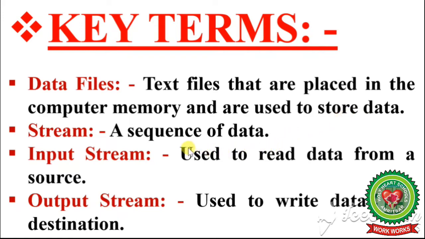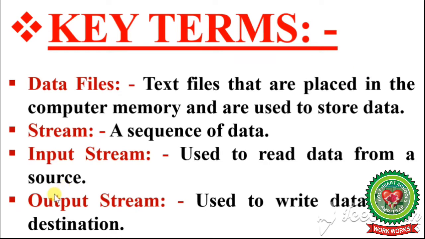The next term is stream. A stream is a sequence of data, that is, a flow of data. Next term, input stream. This stream is used to read data from a source, meaning where we are going to read our data. That is the source. For example, when we are entering our program, we are making use of the keyboard.